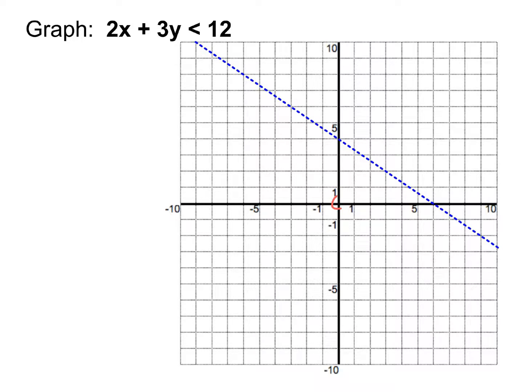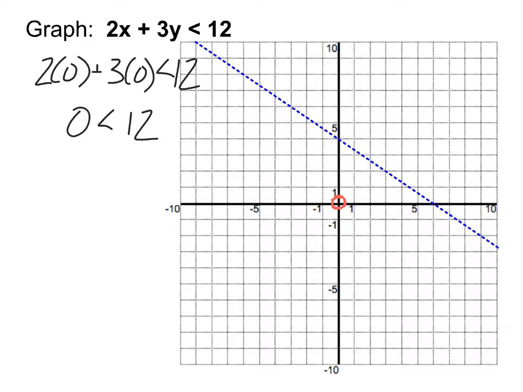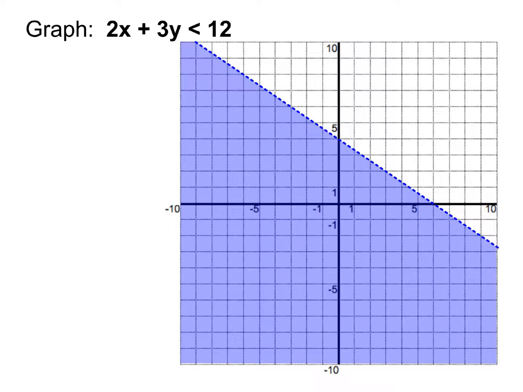Okay, so I'm going to take this point here at 0, 0, and I'm going to plug that into my inequality and see what it gives us. So I'm going to go 2 times 0, because my x value there is 0, plus 3 times 0 is less than 12. Okay, well 2 times 0 is 0, 3 times 0 is 0, so I end up with the statement 0 is less than 12. Is that statement true? Yes, it is. That means that this point that I just tested here needs to be shaded. And if that point is shaded, then every point on that side of the line will also be shaded.